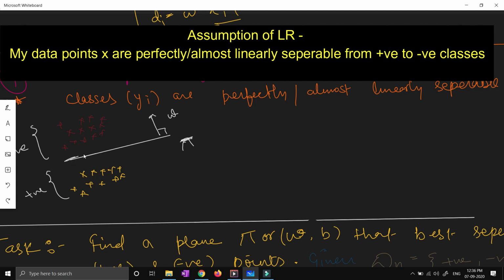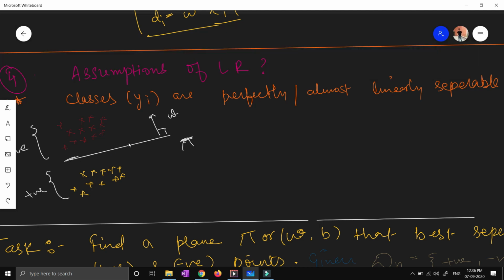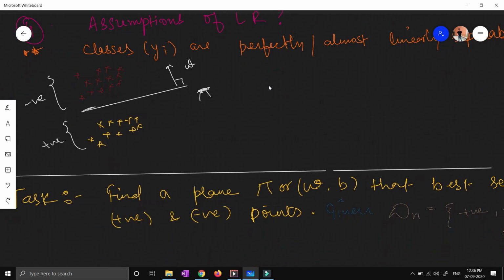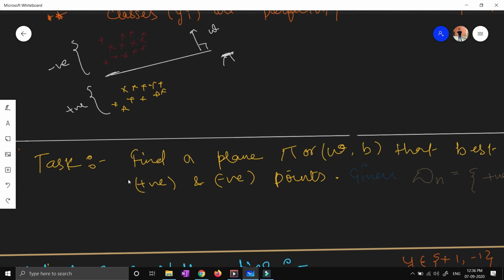So this is our plane pi, a line or hyperplane pi, and these are my data points. This is my negative data points, red in color, and yellow in color is our positive, and I am able to separate them through a plane. So we are assuming that in logistic regression. Always remember, logistic regression assumes that my data points are clearly or perfectly or almost linearly separable. All right.